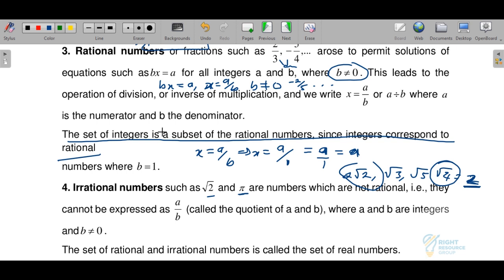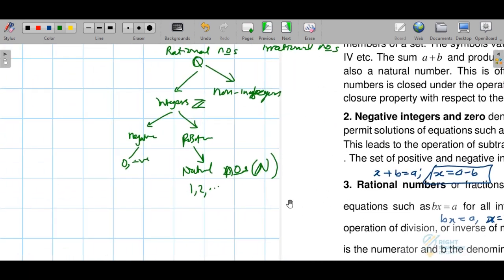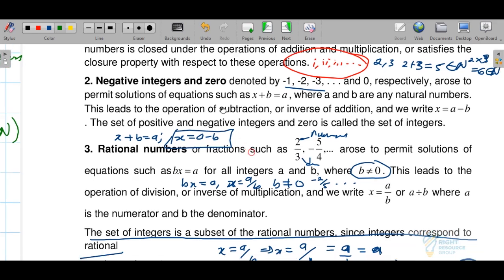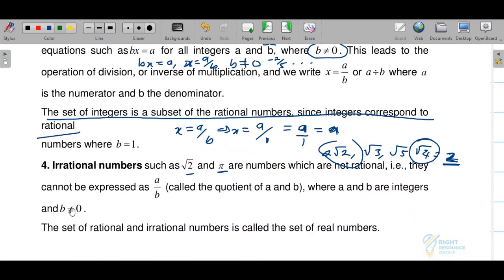So in more generic terms, the set of rational and irrational numbers are called the set of real numbers. Remember from our family tree, right? On this side we have rational numbers, on this side we have irrational numbers, which means everything under rational numbers here, all the integers, natural numbers, non-integers, they fall under rational numbers. And then, in the general form, rational numbers and irrational numbers are subsets of real numbers, so they fall under the real numbers. So that's what that statement is trying to say.